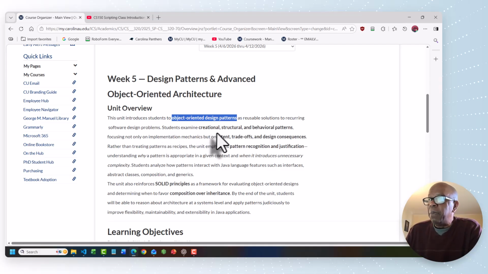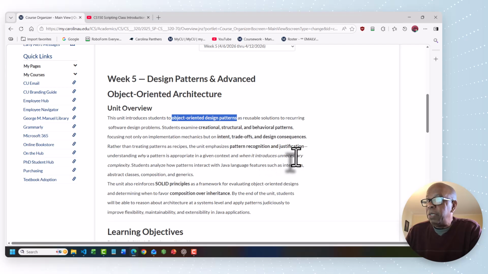Okay, so we're going to examine creational, structural, and behavioral patterns. We're going to focus not only on implementation mechanics, but we're going to talk about the intent, what the trade-offs are, what the design consequences are. Rather than treating patterns as recipes, this unit emphasizes pattern recognition and justification, understanding why a pattern is appropriate in a given situation and context, which is basically what I just said. A little different rewording.